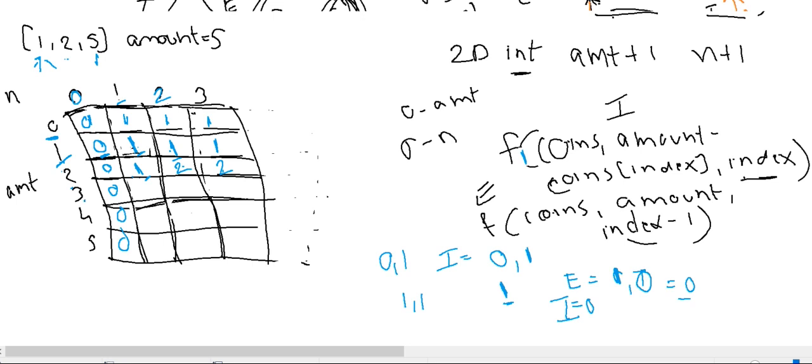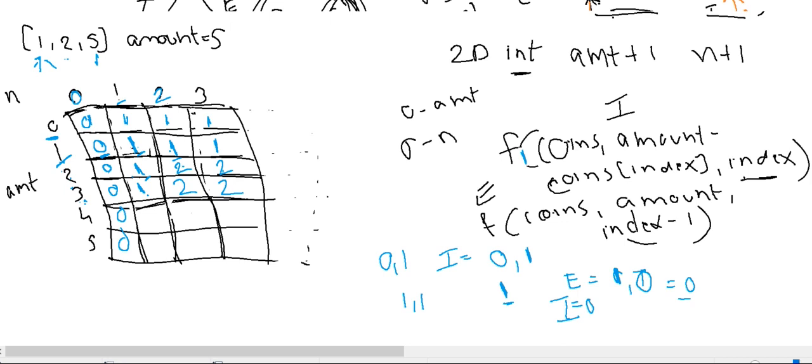And here 3 minus 1 is 2. So 2 comma 2 is the row, 2 comma this index of 1 plus 0, 1. 3 minus 2 is 1. So row 1. So 1 plus 1 is 2. And here 3 minus 5 is negative. So 0 plus 2 is 2, right?